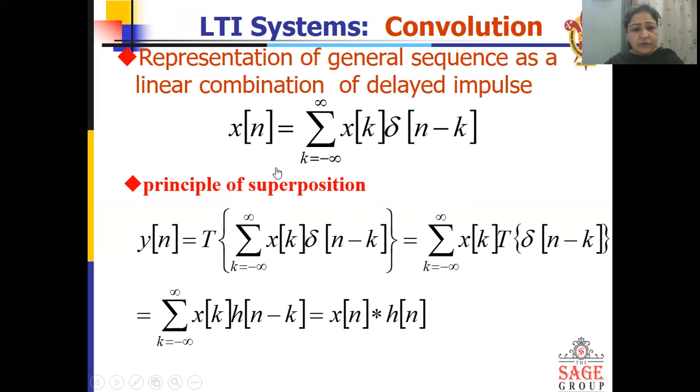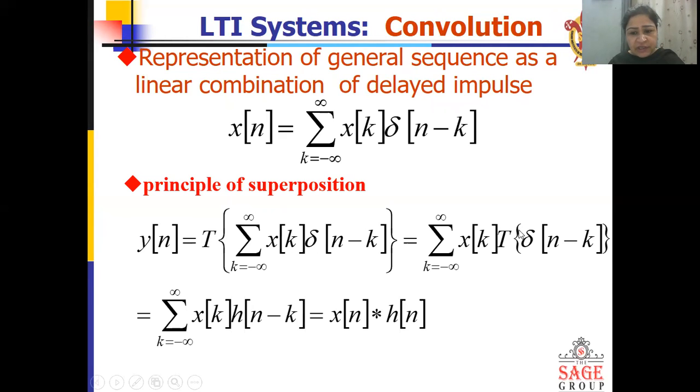Now, according to the principle of superposition, if I want to generate the output yn for this particular input, then it will be the system operator acting on the input xn. So I have written summation xk delta n minus k in place of xn. Now, since it is a linear system, it will be summation xk, T will act on delta n minus k, because delta n minus k is dependent on n.